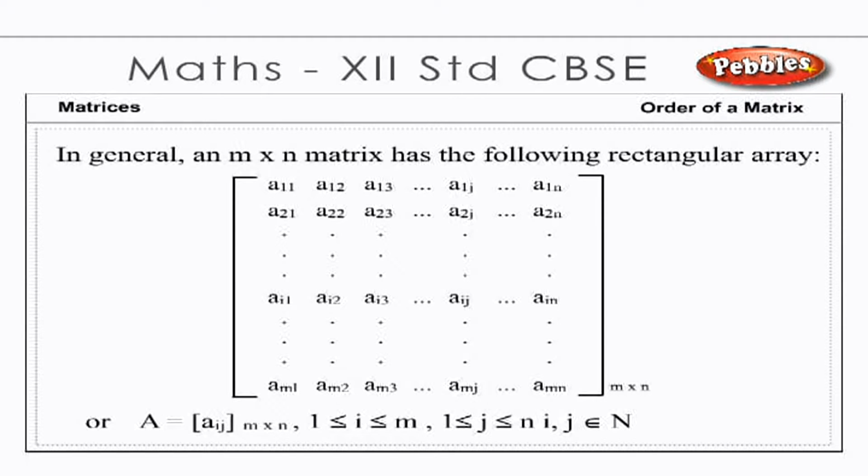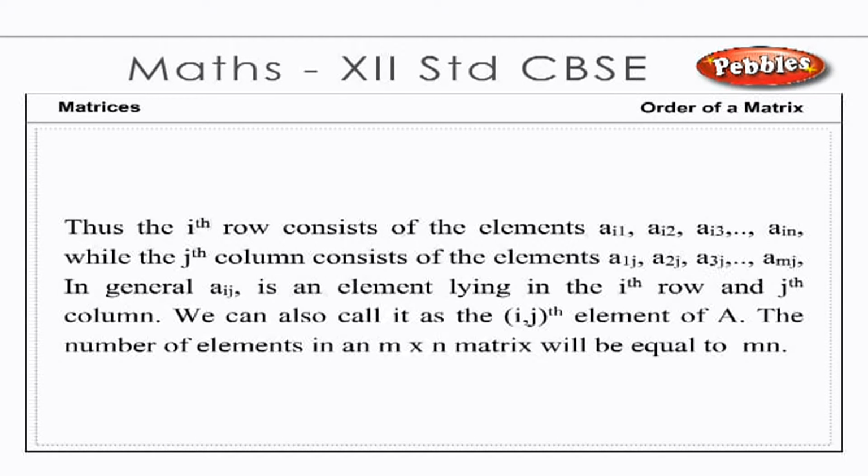In general, an m × n matrix has the following rectangular array, or A = [aij] m×n, where 1 ≤ i ≤ m, and 1 ≤ j ≤ n, where i, j belong to N. Thus, the ith row consists of the elements ai1, ai2, ai3 up to ain, while the jth column consists of the elements a1j, a2j, a3j, up to amj.